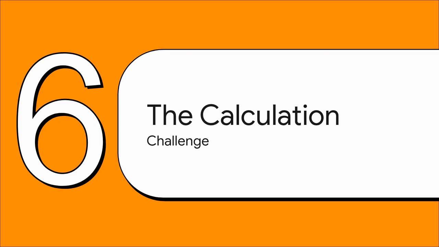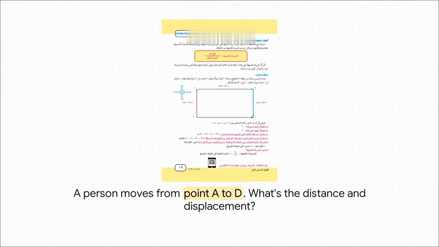Okay, so you've seen the definitions, you've seen the examples. Now it's your turn. Time for a little challenge to put all this together. So take a look at this diagram. We've got a person who starts at point A. First, they walk 30 meters north to point B. Then they turn and walk 60 meters east to C. And finally, they head 30 meters south to point D. So the big question is, what's the total distance they traveled and what's their final displacement?